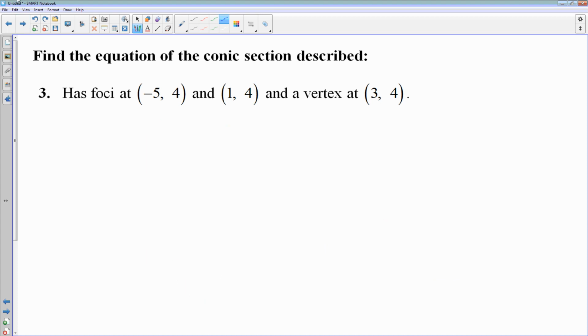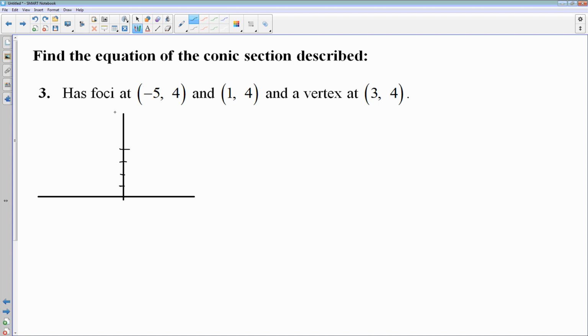Let's try this one. We have foci at (-5, 4) and (1, 4), and a vertex at (3, 4). Again, there's more than one focus, which means we do not have a parabola. To figure out what this is, I'm going to graph this just like everything else. All of my information is happening at a y-coordinate of 4, so I'm going to leave a lot of room above my x-axis because everything's up at 4. So let's go up 1, 2, 3, 4.